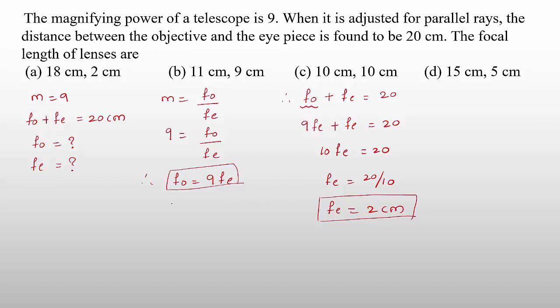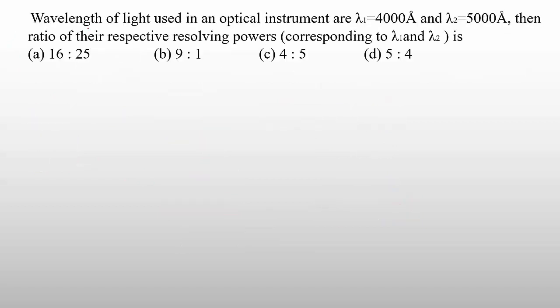This is the focal length of the eyepiece. Similarly, substitute the value of fe here: 9 into fe, which is 2, so fo equal to 18 centimeter. This is the focal length of the objective lens. So for each lens we got 18 centimeter and 2 centimeter. That is option A.